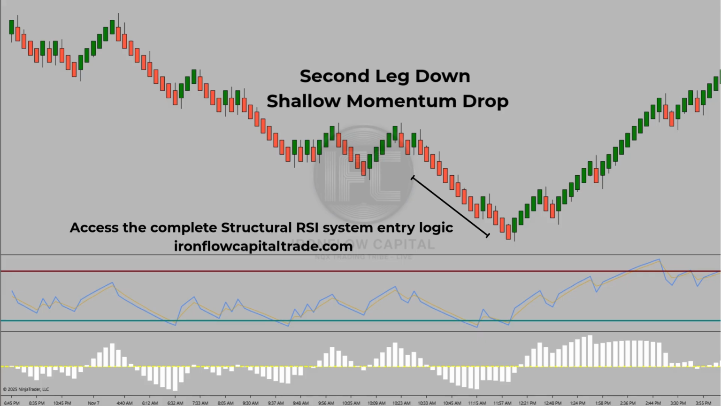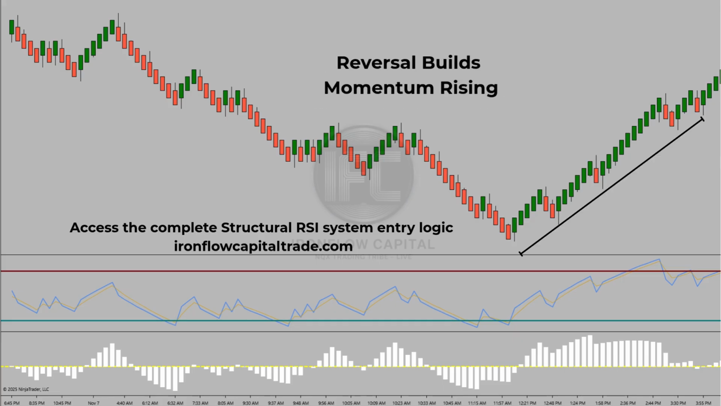The key takeaway is simple. Momentum still follows price, but the degree of movement reveals how much energy remains. Strong legs create deep momentum waves. Smaller legs create shallow waves. Reading that difference helps you understand how the market transitions from trending to fading pressure before a larger structural shift occurs. Later in the session, the market shifts into a reversal.